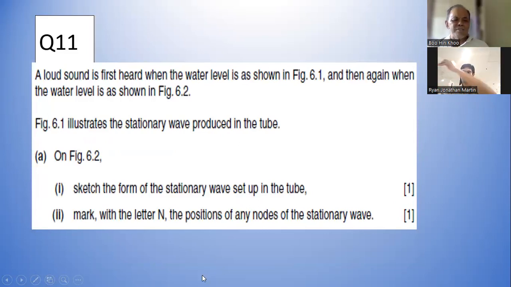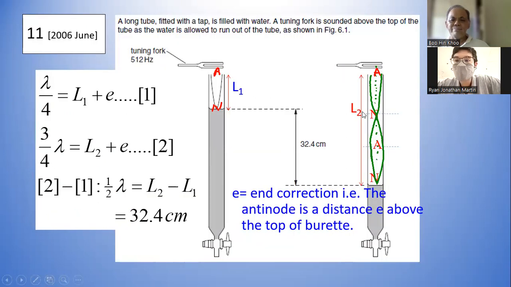A loud sound is first heard when the water level is as shown in figure 6.1, and then again when the water level is as shown in figure 6.2. Figure 6.1 illustrates the stationary wave produced in the tube. For figure 6.2, sketch the waveform of the standing wave set up in the tube. You are required to do that, which is the second part, and then mark the node, antinode, node, antinode. I will send you the video.